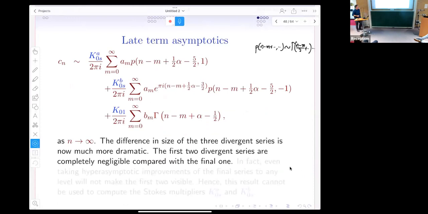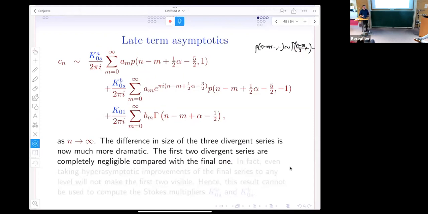Again, you can do Cauchy-Heine. And in that way, you get nice integral representations for the coefficients and for the remainder. You can then get an asymptotic expansion for the coefficients of one of them, the c to the power n. And you have three expansions, but in this case, it's much more dramatic than what you had previously, because this one dominates everything. And not just dominates a little bit, these ones are completely negligible. Because these ones here are the p functions, and there you have a normal gamma function. So these behave like the gamma of n minus m over 2. So the smallest term in this expansion is much bigger than any of these terms.